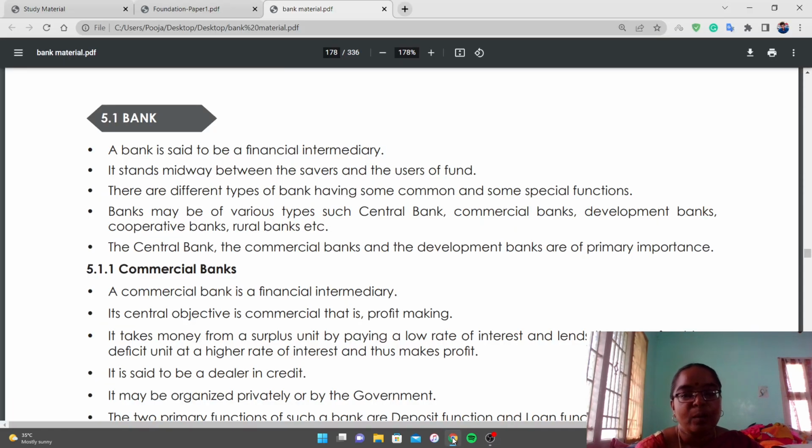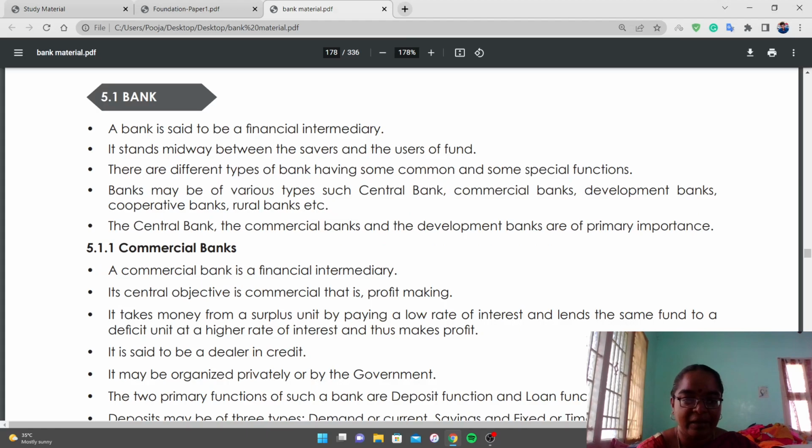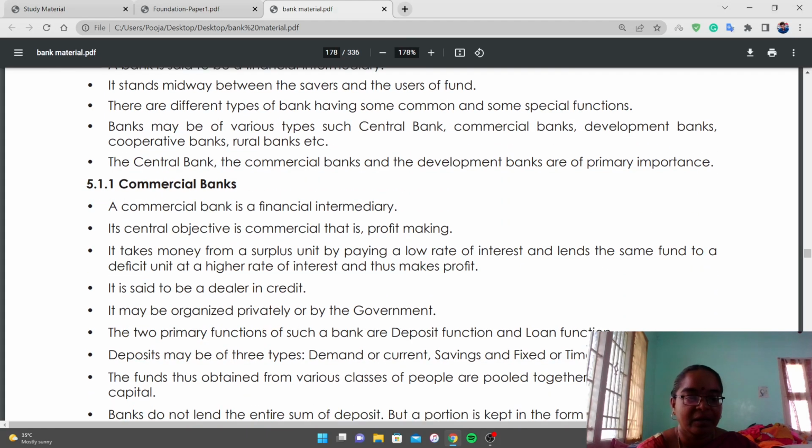First, bank. Bank is a financial intermediary. It is an organized financial institution. It mobilizes funds from the depositors and gives it as a loan to the needy people. There are different types of banks on the basis of their ownership. The banks are central bank, commercial banks, development banks, cooperative banks and rural banks. The central bank is called the bankers bank. That is one of the main bank.